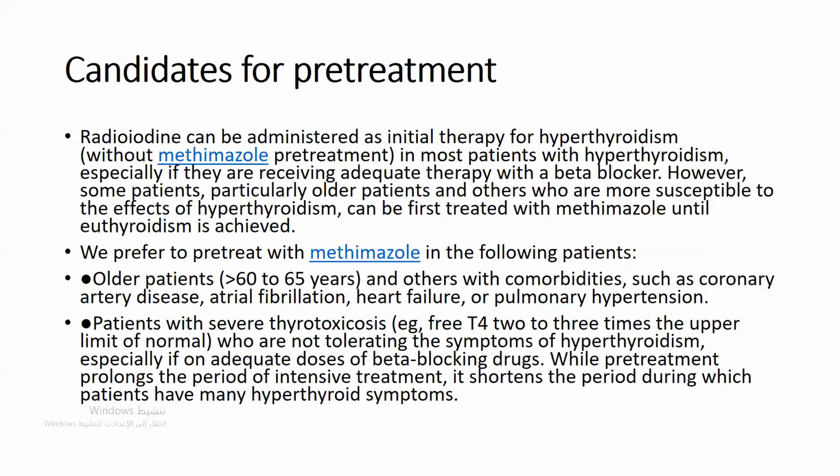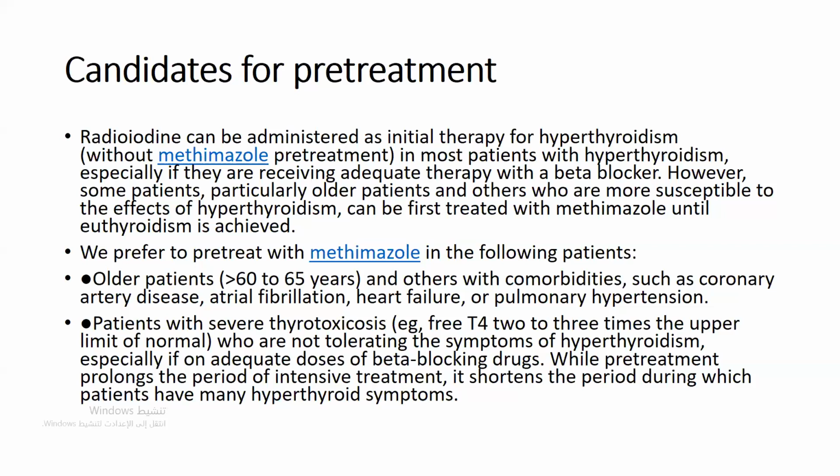Candidates for pre-treatment: radioiodine can be administered as initial therapy for hyperthyroidism without methimazole pre-treatment in most patients with hyperthyroidism, especially if they are receiving adequate therapy with a beta blocker. However, some patients, particularly older patients and others who are more susceptible to the effects of hyperthyroidism, can be first treated with methimazole until euthyroidism is achieved.